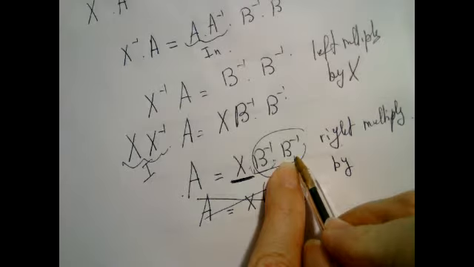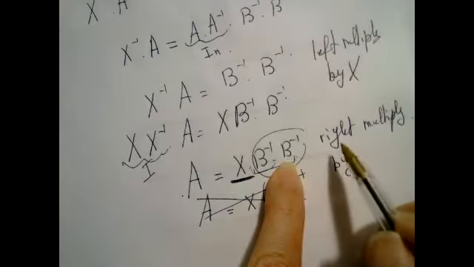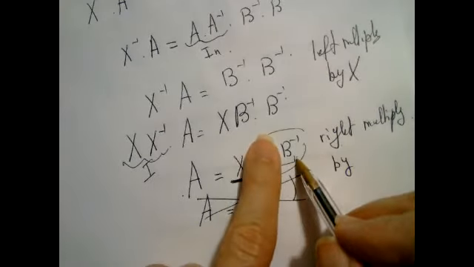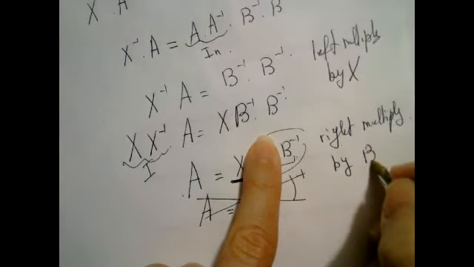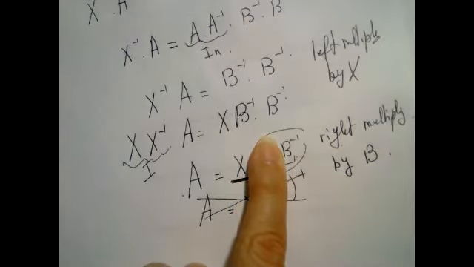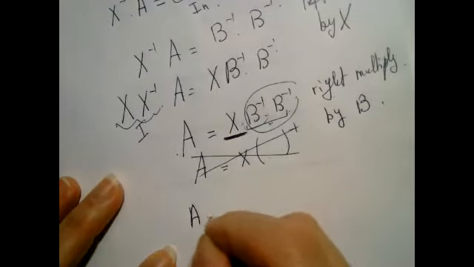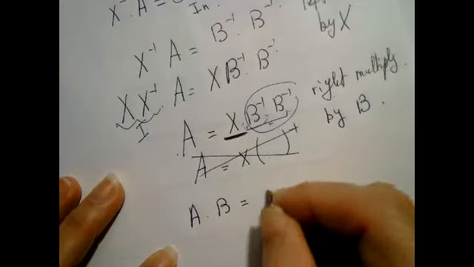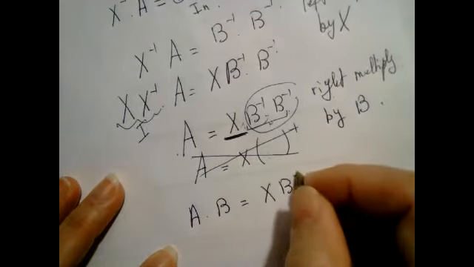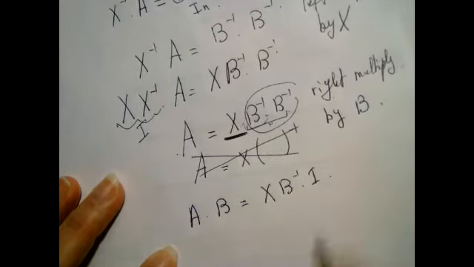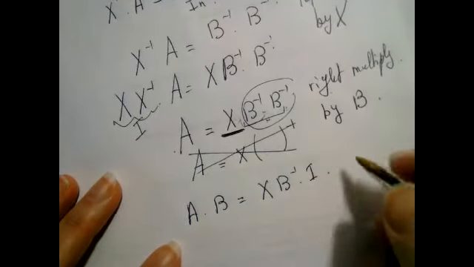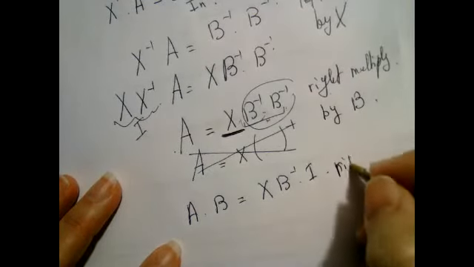You take the inverse of an inverse. What's the inverse of B inverse? B, just B. Yeah, that's what I was trying to say. So this is going to give me A times B times the identity. Multiply again, right multiply by B.